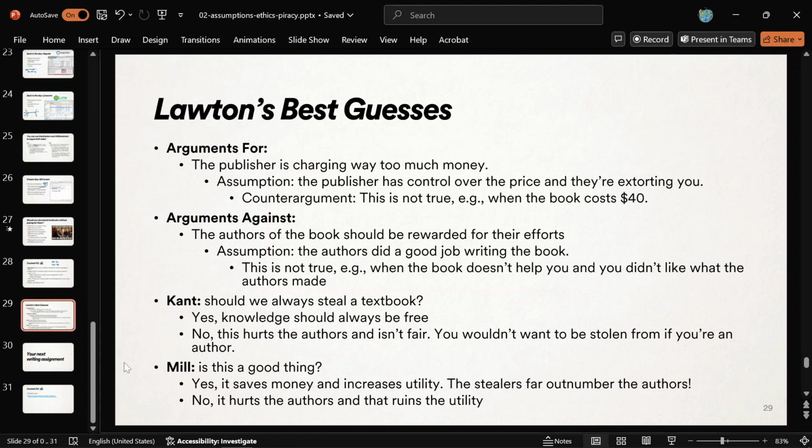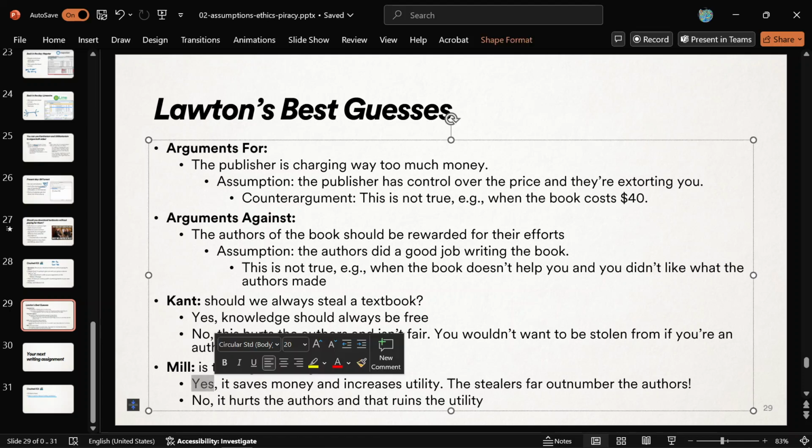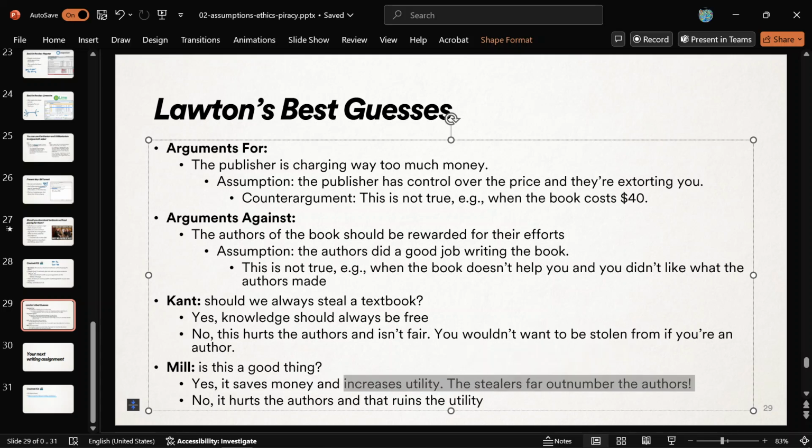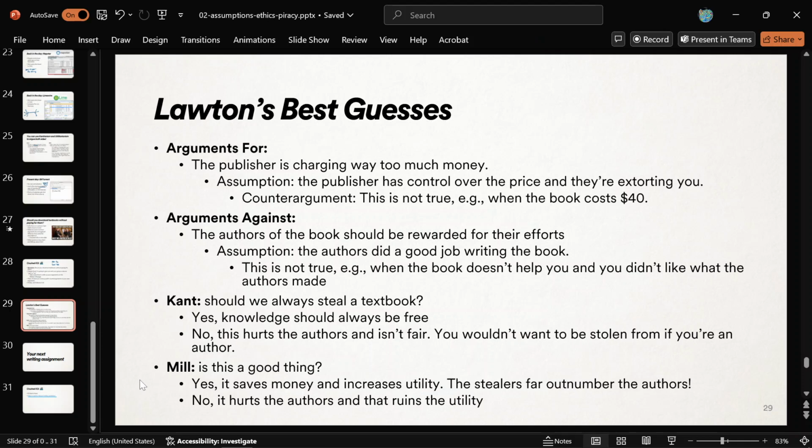And then utilitarianism, what would Mill say? He'd ask, all right, is it good or is it bad? Let's weigh the options, pro-con list. So maybe a utilitarian would say yes, it's a good idea. The pros outweigh the cons because stealing textbooks saves money, increases total utility. There's way more students stealing books than the one author who wrote the thing that's losing money, right? So that's greatest good for the greatest number applied there. So maybe a utilitarian would say that.